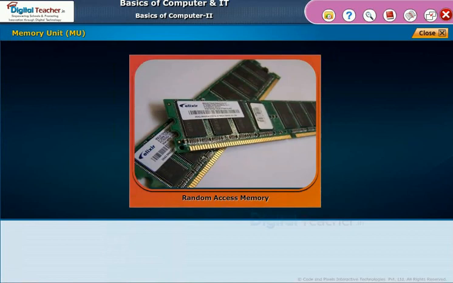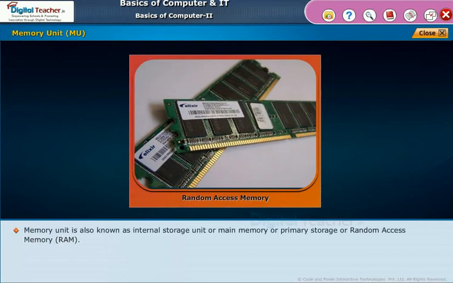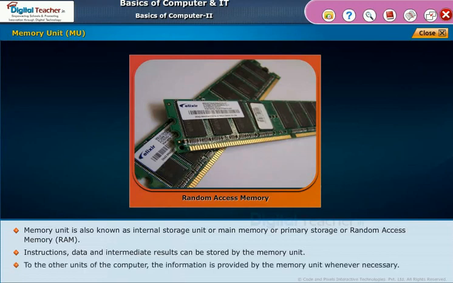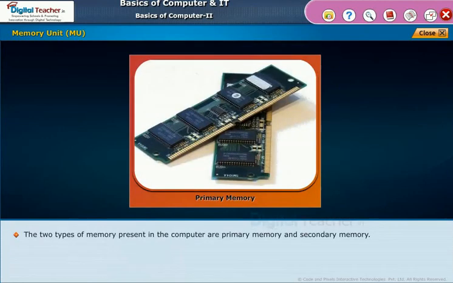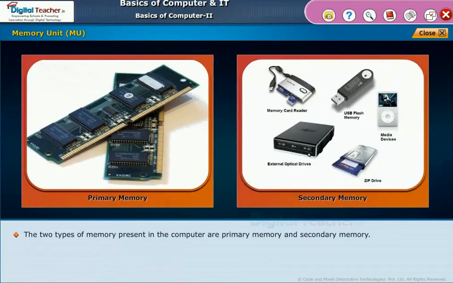Memory unit, MU. Memory unit is also known as internal storage unit, main memory, primary storage, or random access memory, RAM. Instructions, data and intermediate results can be stored by the memory unit. To the other units of the computer, the information is provided by the memory unit whenever necessary. Its size affects the computer speed, power and capability.